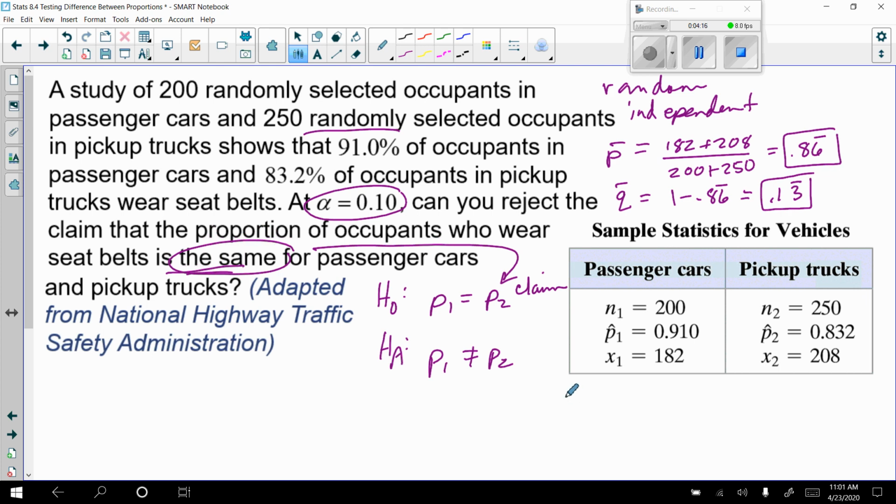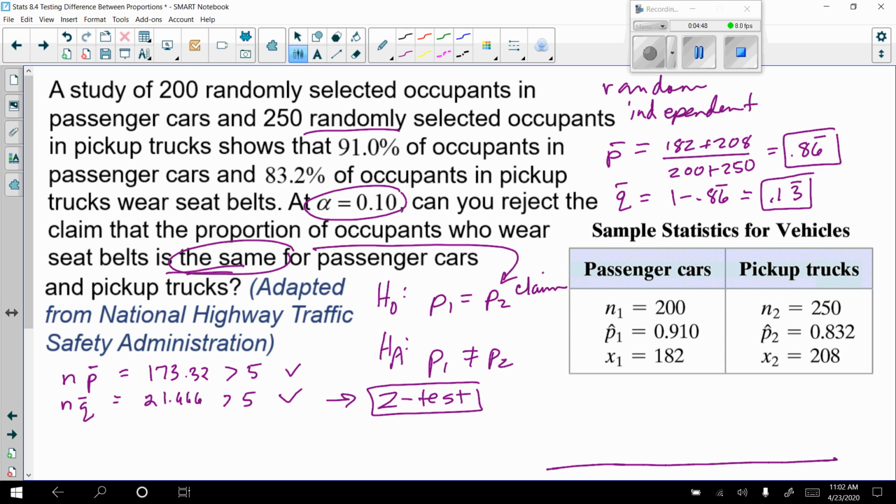Then we can find our n p bar, which is going to be 173.33, which is greater than 5, and our n q bar, which is going to be 21.666, which is also greater than 5. So all of our conditions have been met. They are both greater than 5, so we can proceed with the z-test.